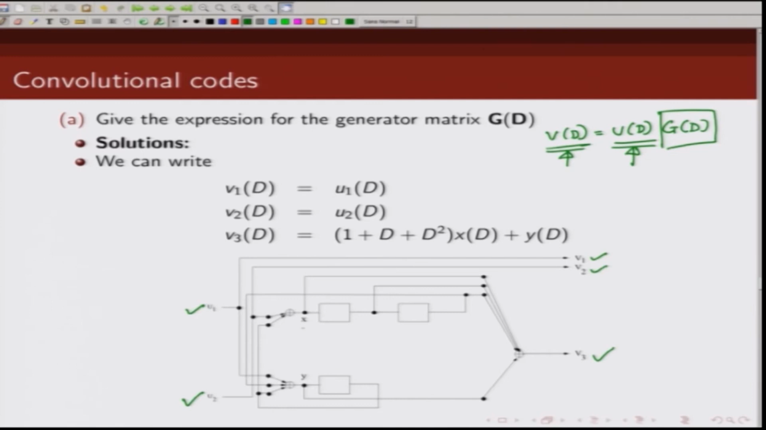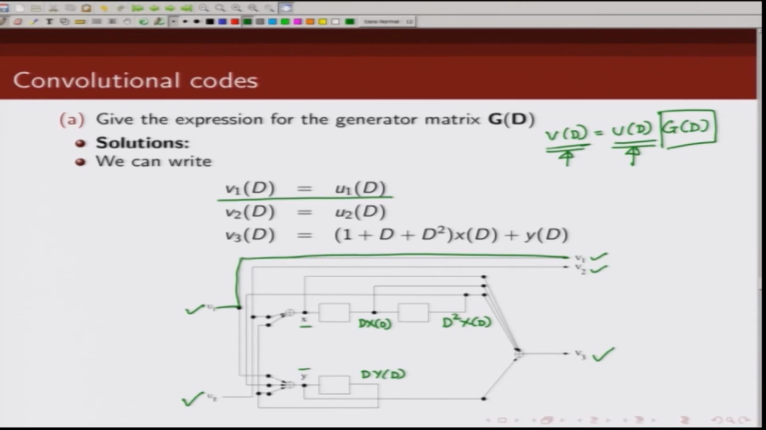Fine. We use some auxiliary variables x and y, which will help us find the contents here. So, if this is x(D), this term will be D times x(D), and this will be D squared times x(D). Similarly, if this is y, this term will be D times y(D). So, what is V1(D)? V1(D) is U1(D). You can see this input directly goes here. So, V1(D) is U1(D).